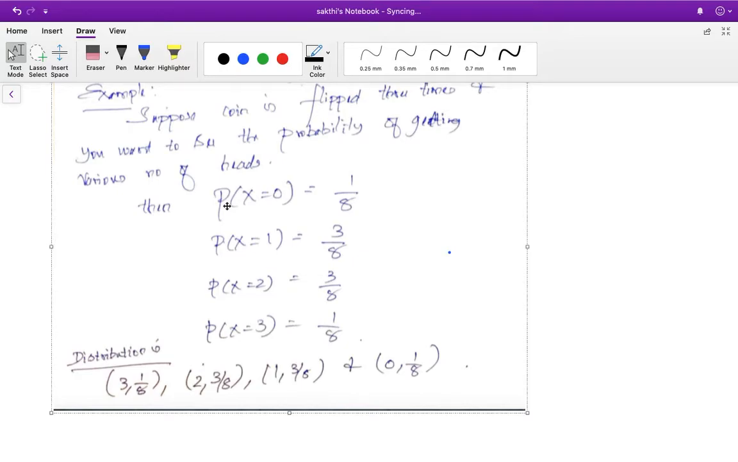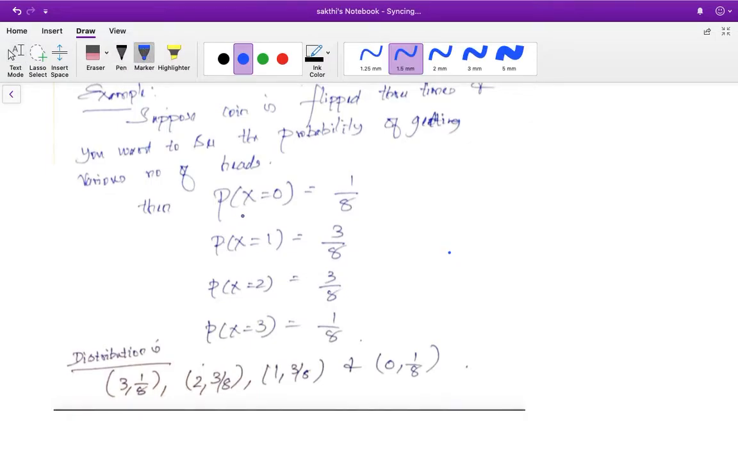So what is the probability that X is equal to 0? What do you mean by X is equal to 0? You are not seeing heads at all. So all 3 times you have seen tails. What is the number of outcomes that you can have? TTT is the only possibility. That is why the probability is 1 by 8 here. There is only one possibility of getting no heads, that is T, T and T.